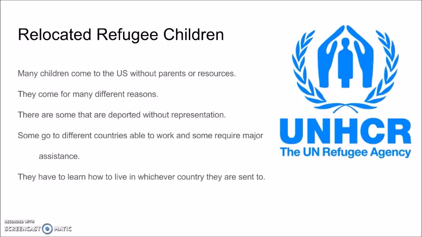Relocated refugee children. When the child refugees come to the United States or other countries, many don't come with their parents or resources to start a life. They come here for many different reasons, but all are wanting to get away from their past and are looking forward to the future. However, there are those that cannot acquire representation or people to help them out, so they are forced to be deported either back to where they came from or to another camp that can care for them. The kids' futures depend on which camp they are sent to and how long they are there.